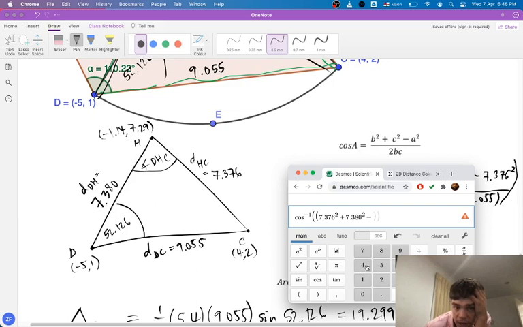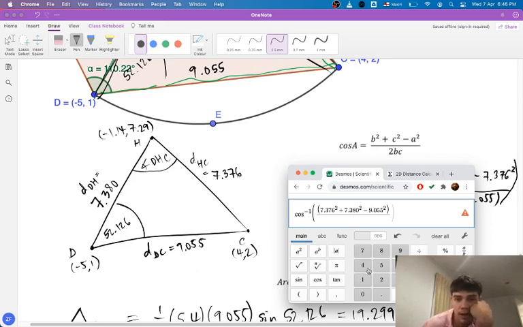And then minus whatever side is opposite, so 9.055, and we square that. Close off that bracket. Whack a divide by in there, or a fraction, whatever you like doing on your calculator, and then we just do it by 2 times the 2 adjacent sides, 7.376, and then multiply that by 7.380. Close off this bracket just because we're pros. So we now know that this angle is 75.708.